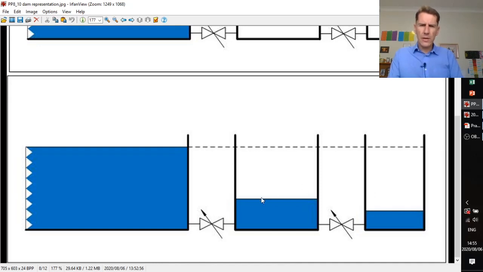The only way you can get the second to be higher than the first dam is you'd have to do what? Yes, you'd have to put a pump over there, and then the pump creates a pressure difference between the two, so that these two dams can go higher. But with just valves, both of them have the same pressure from the top, so it's not going to go higher than the others.